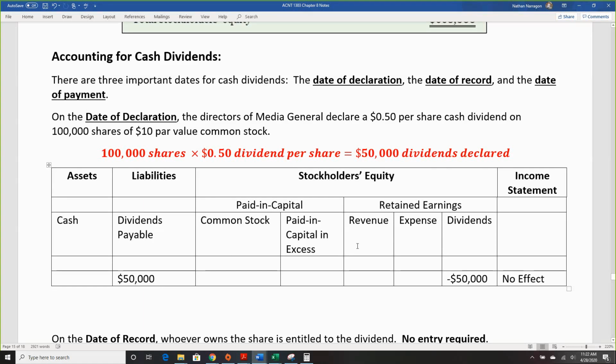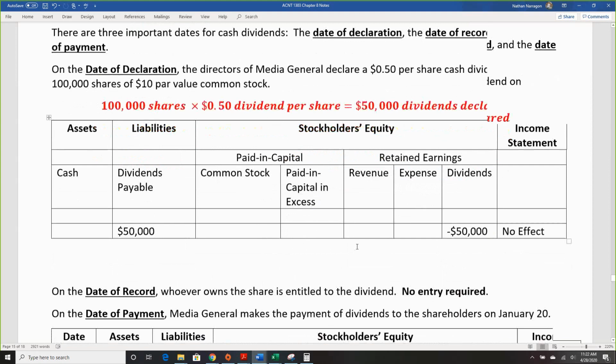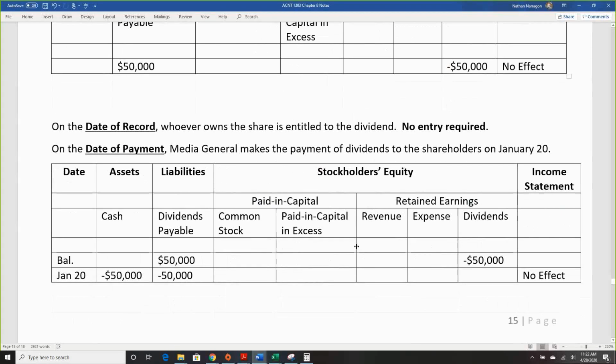Well, the next date that we look at is known as date of record. There is no entry required here. We're not going to tabulate on date of record. All it's showing is to look at who owns the shares of stock and is entitled to the dividend. Okay? So how much dividends does each of our stockholders get? That's all that date is.